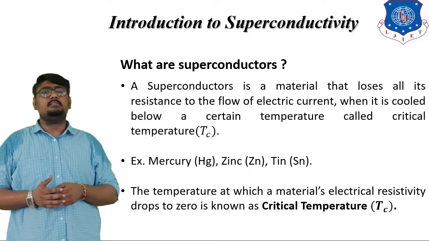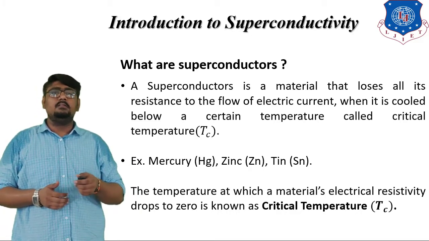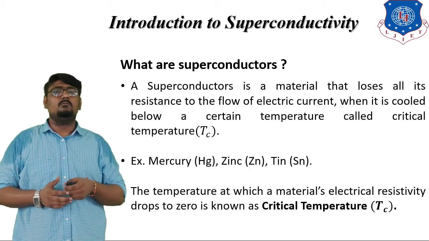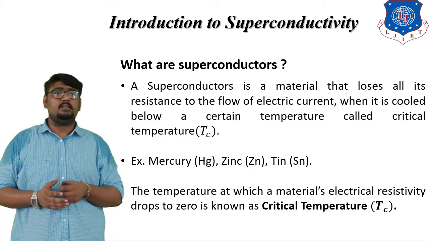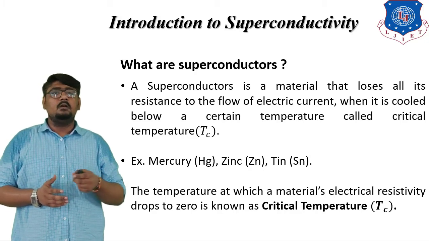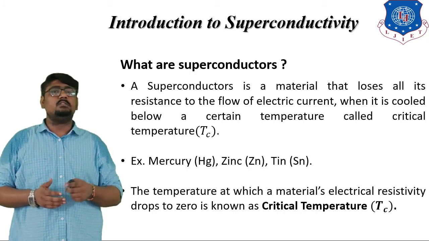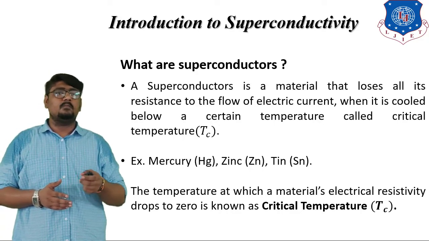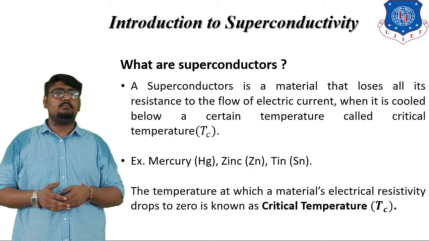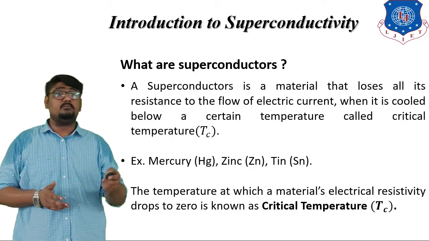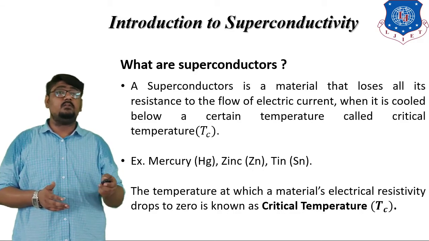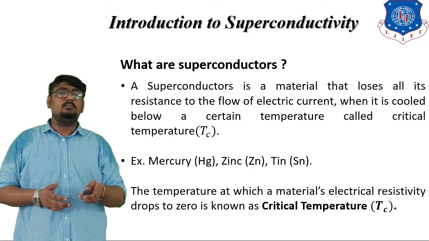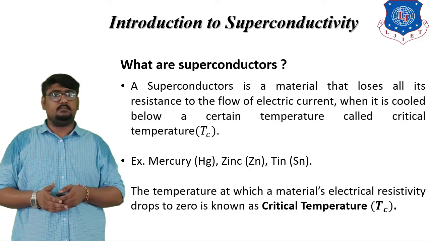Let us take the example of aluminum. Its critical temperature is about 1.2 Kelvin. You know, 1.2 Kelvin is a very low temperature. 0 Kelvin is equal to minus 273 degrees centigrade, which means 1.2 Kelvin is about minus 272 degrees centigrade. That is an extremely low temperature.